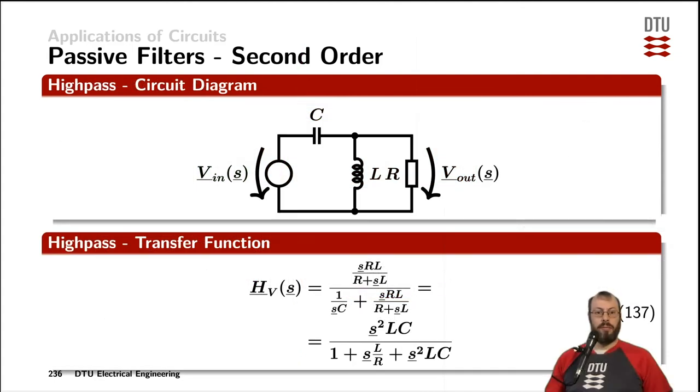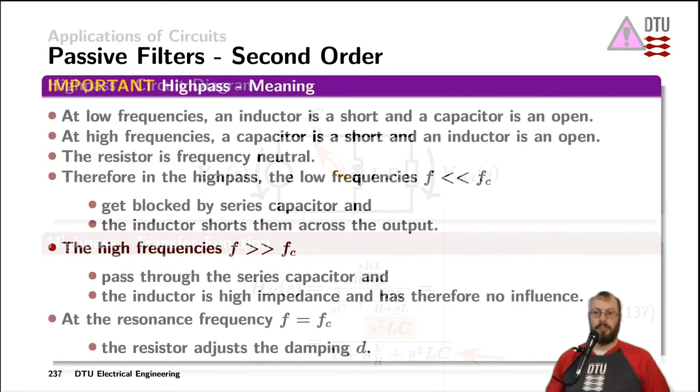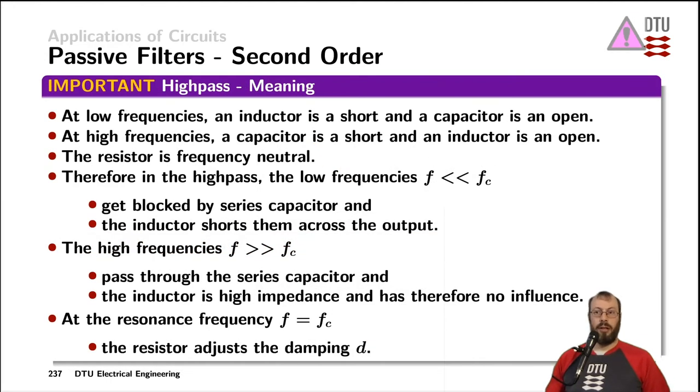The major difference for a high-pass second-order filter is that we switch the capacitor and the inductor position in the circuit around. The denominator stays the exact same as we had for the low-pass, but now we have a double zero at the frequency zero. So compared to the low-pass filter, we have the inverted behavior of the components with respect to the frequency.